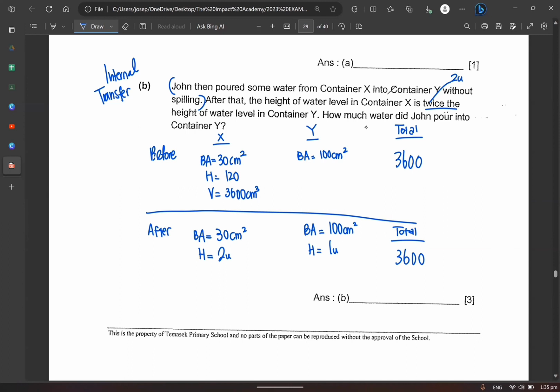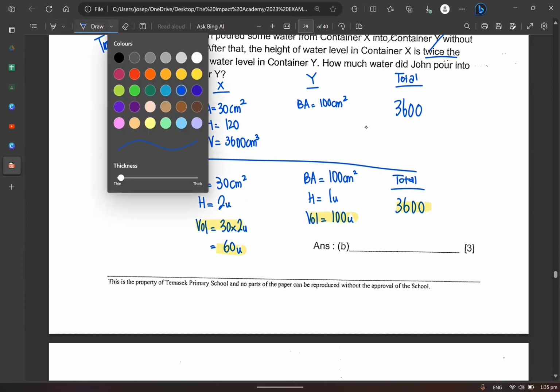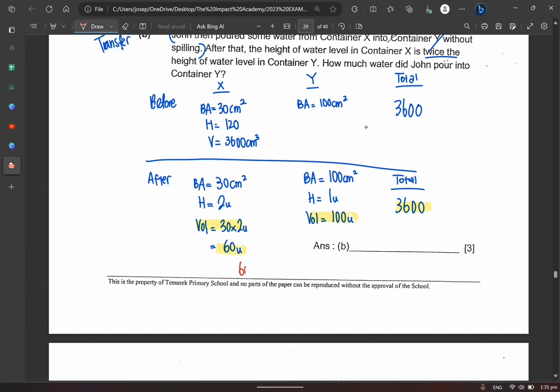So what I have over here is my volume. I do not know my exact volume, but I know that it is 60 units, and for the volume over here, it is 100 units. So when I add the volume up together, I'll get to the total. What is that going to be? I'm just going to simply do 60 units plus 100 units. That gives me 160 units, and 160 units is equal to 3,600. We are going to find 1 unit first. So we do 3,600 divided by 160, and we'll get an answer of 22.5 cm. So what exactly is 1 unit?